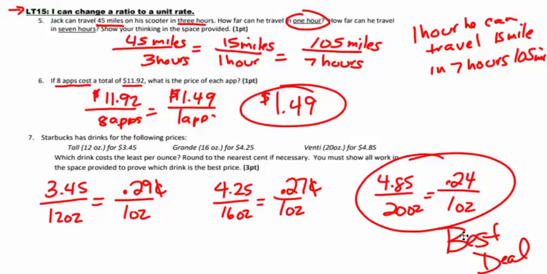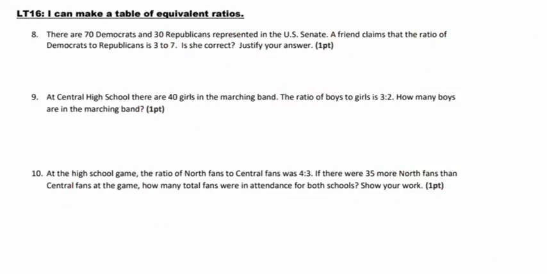Okay. All right, let's see, do we have more in 15? Nope, that was learning target 15. All right, 16. It says I can make tables of equivalent ratios. So let's look at that. So we're kind of looking at ratio tables here. There's 70 Democrats and 30 Republicans represented. A friend claims that the ratio is 3-7. Is she correct? Well, let's look at it.